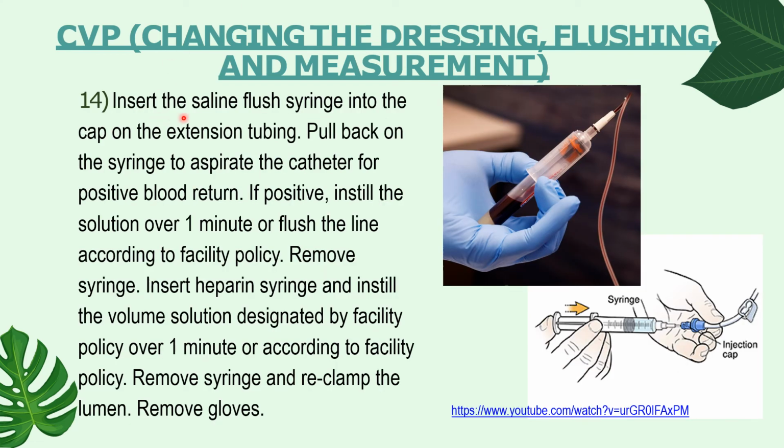Then insert the saline flush syringe into the cup of the extension tubing. Pull back on the syringe to aspirate the catheter for positive blood return. If positive, you can now instill the solution over 1 minute or flush the line according to hospital policy.